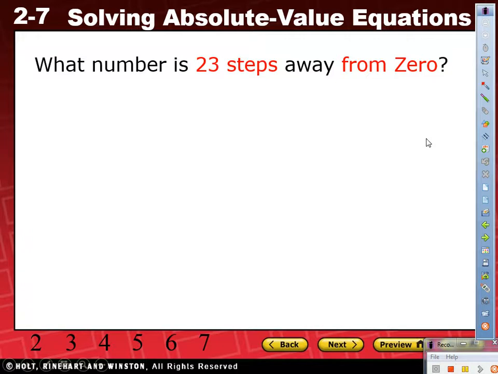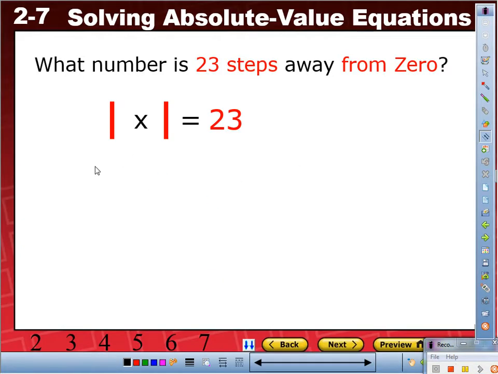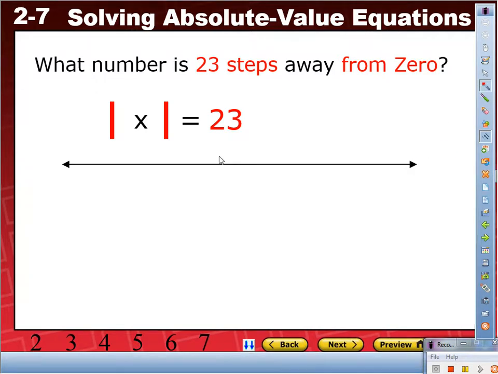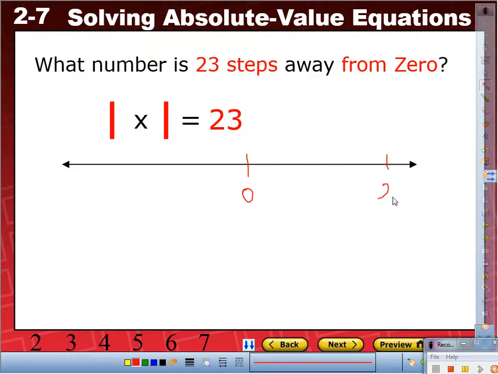Here's the symbol. What number, since we don't know what number, we put x, is 23 steps away from 0? Here's the number line. Look at it. So what number is 23 steps away from 0? 23. Is that the only number 23 steps away from 0? No. Also, negative 23 is 23 steps away from 0.